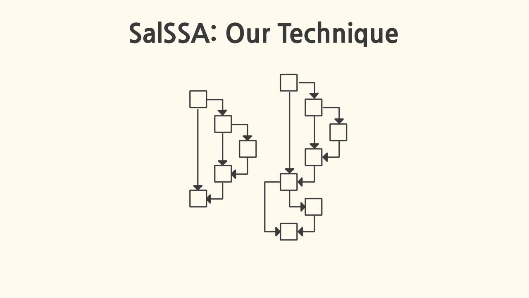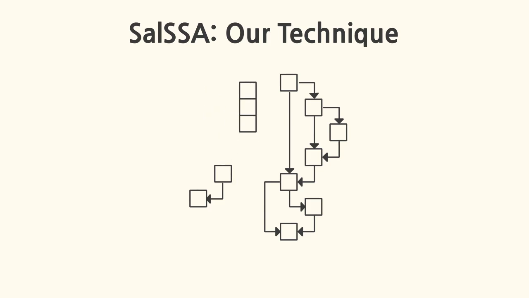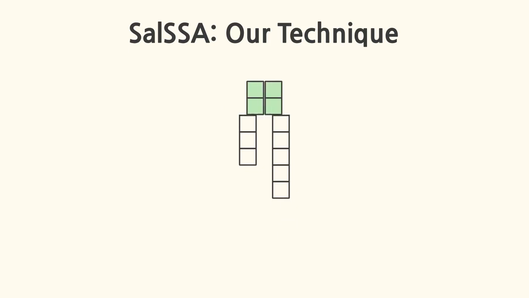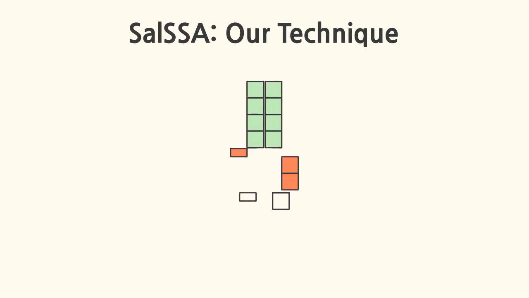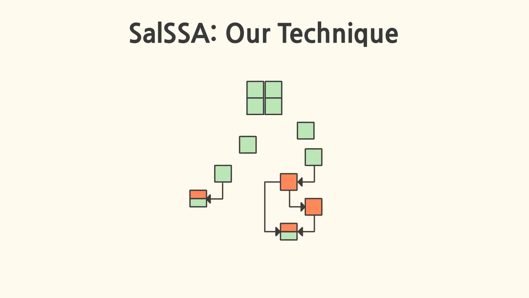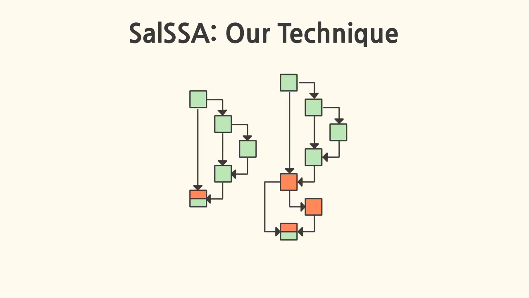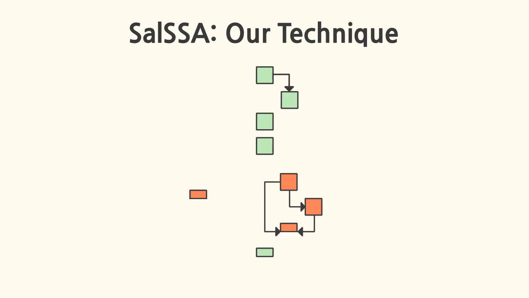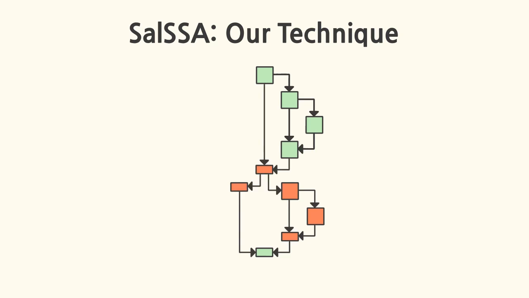SalSSA has a pipeline similar to our previous approach. Without the need for register demotion, we first linearize the control flow graphs for sequence alignment. Then we extend the original control flow graphs with the alignment information. Our goal during code generation is to essentially clone the original functions, but whenever we have a pair of aligned instructions, we jump to a unified point.